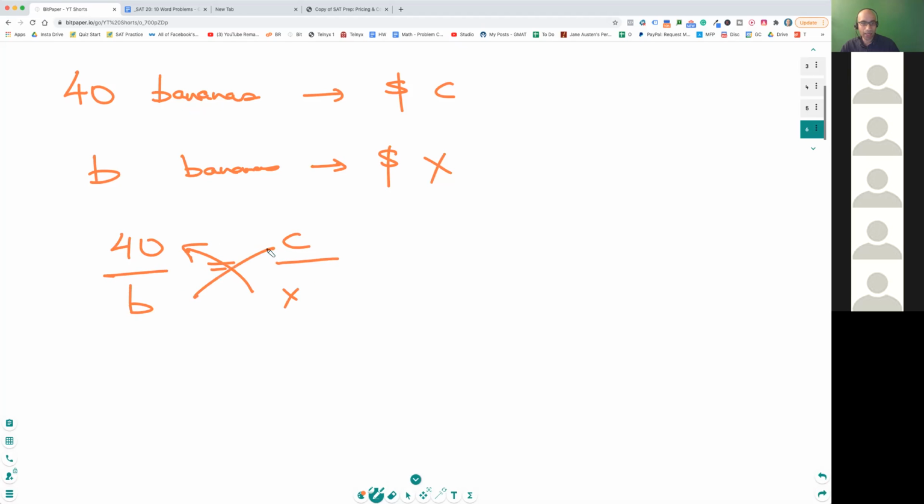Let's see how many of you get it. Remember, you have to calculate the value of X here. So you cross multiply, you get 40X is equal to B times C. And then X, you just divide and you get BC over 40. Very good. That's how you're going to solve this problem.